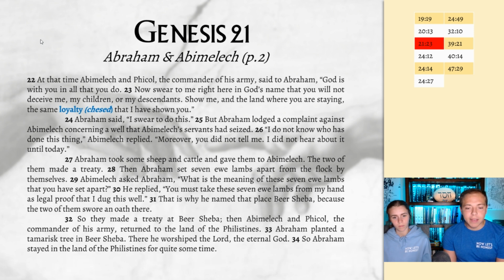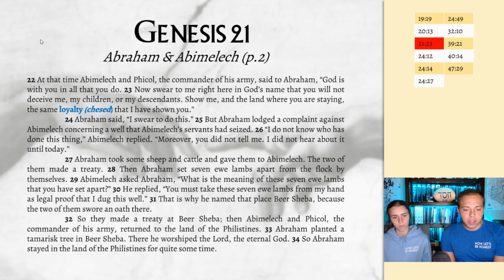Then Abraham set 7 ewe lambs apart from the flock by themselves. Abimelech asked Abraham, "What is the meaning of these 7 ewe lambs that you have set apart?" He replied, "You must take these 7 ewe lambs from my hand as legal proof that I dug this well. That is why I named this place Beersheba, because the two of them swore an oath there." This is why he named the place Beersheba. So they made a treaty at Beersheba.